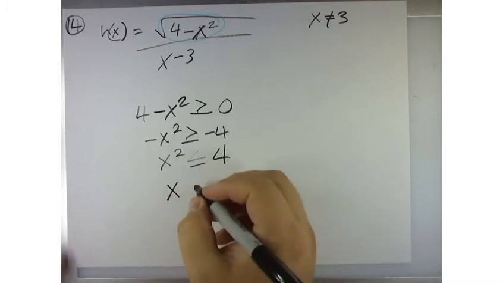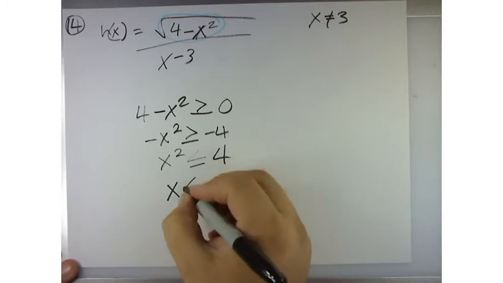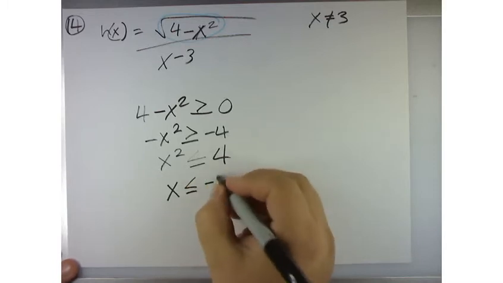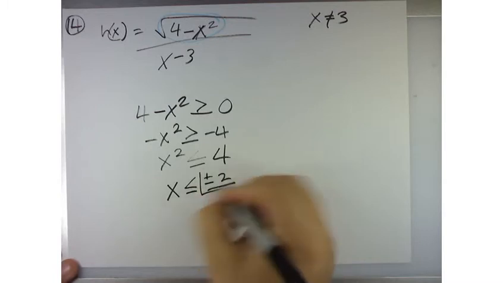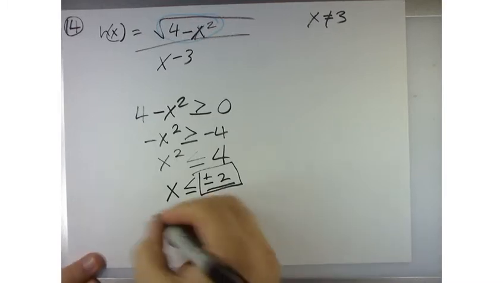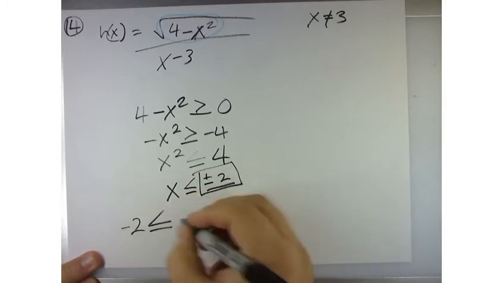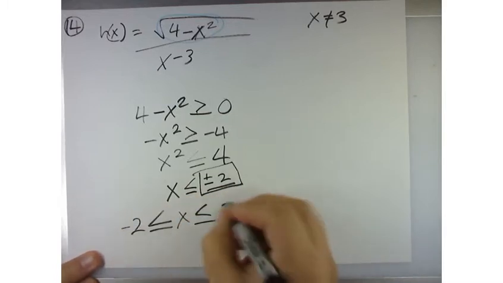Now here's where it gets a little tricky. x is less than or equal to negative 2 or positive 2, right? So it's plus or minus 2. Now we've got to wrap our head around that. Really what it is, it should be written like this: negative 2, positive 2.